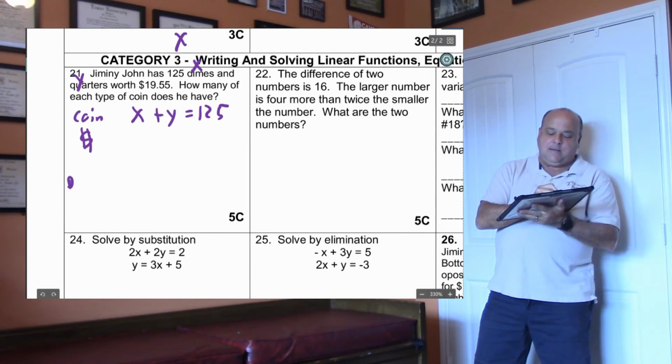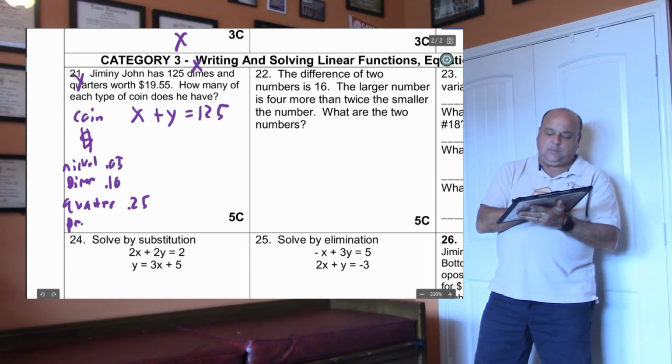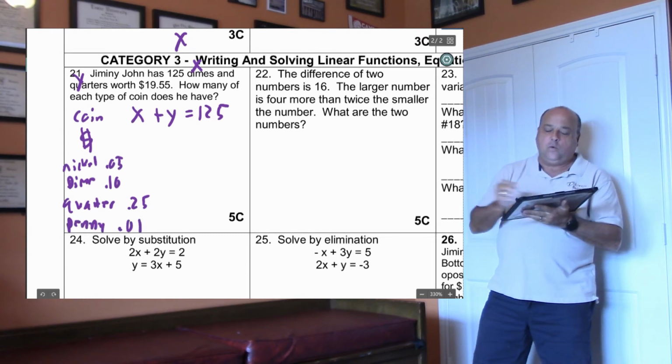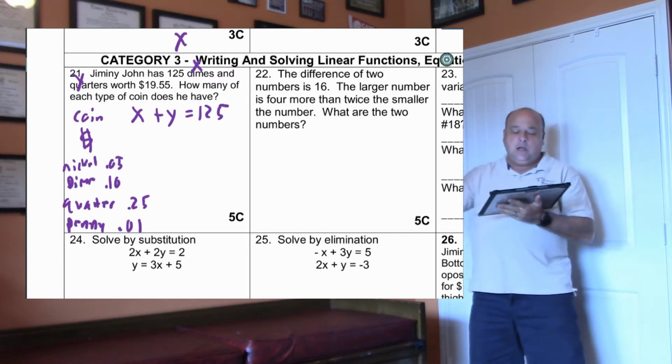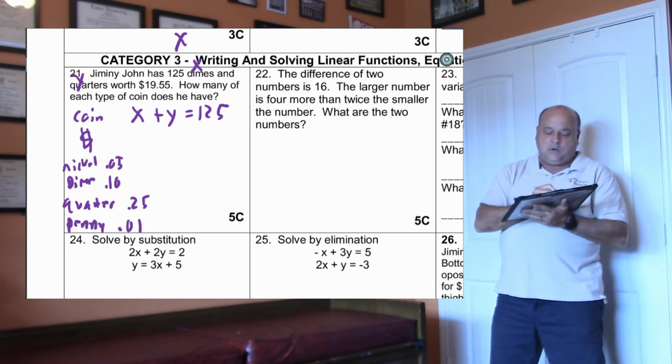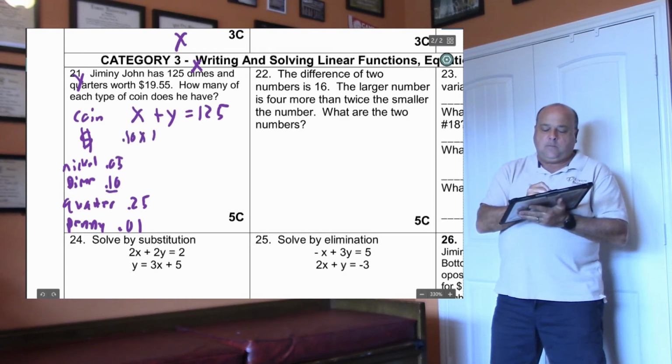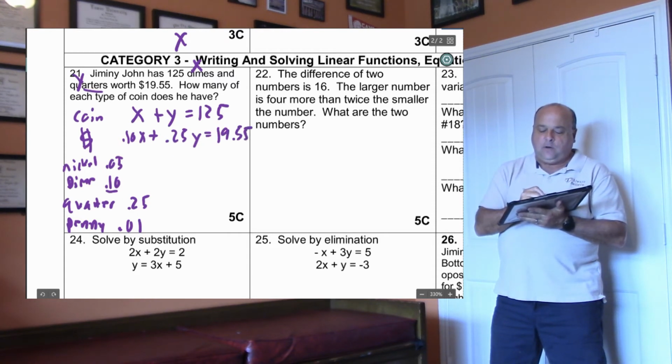So remember, a dime is 0.10, a quarter is 0.25, a nickel is 0.05, and a penny, and I'm going to put that down here, is 0.01. So we're going to use those for the coefficients on the money problem. So in this problem here, I have dimes, which is 0.10x, plus, and I have quarters, which is going to be 0.25y, equals 19.55. And on this one, you will use the calculator.